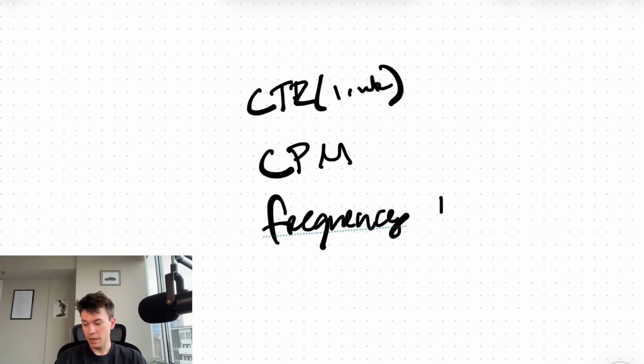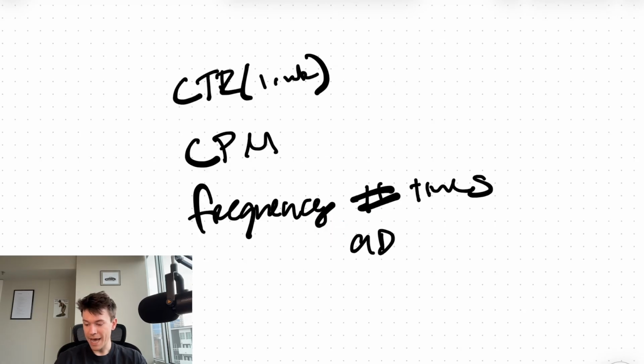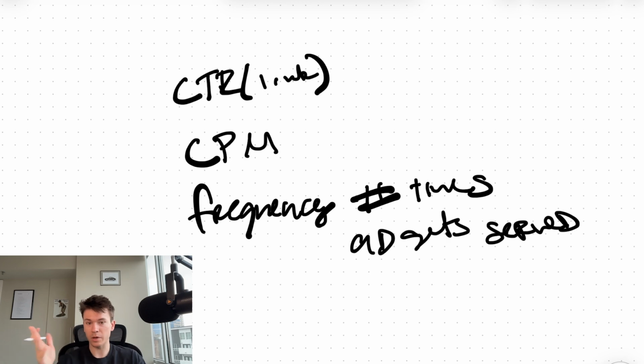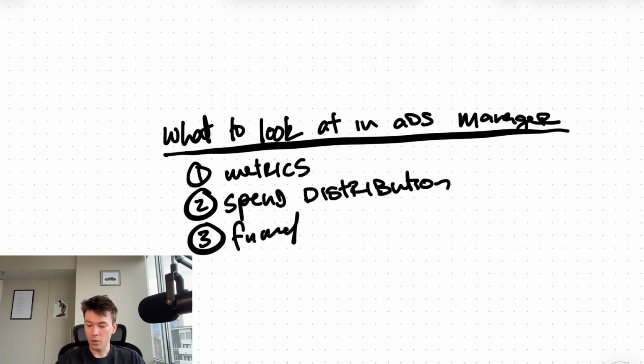And then frequency is the number of times my ad gets served. That's it. So those are the 3 metrics you need to look for. And then cost per result, again, is just something that tells you whether something's broken or not. So those are the big 3 there. Now, once I understand the metrics and I can diagnose what's going on here, the number 2 thing I always look for is where spend distribution is going.